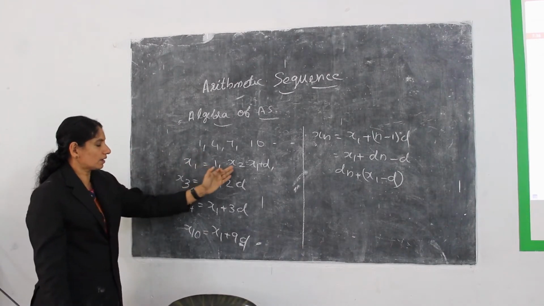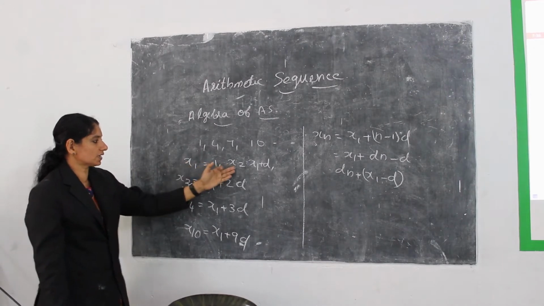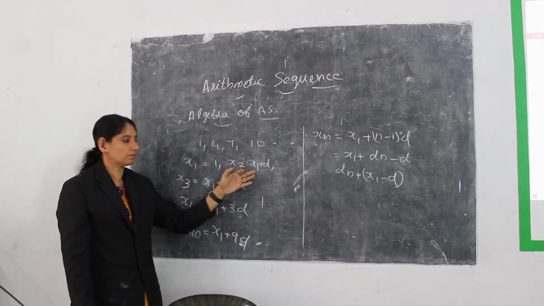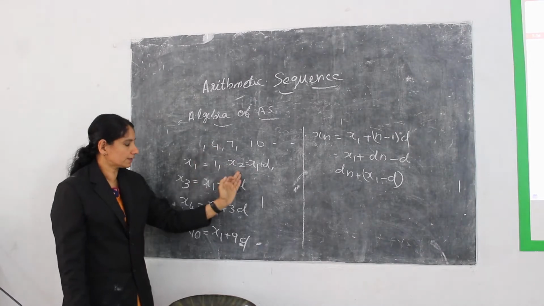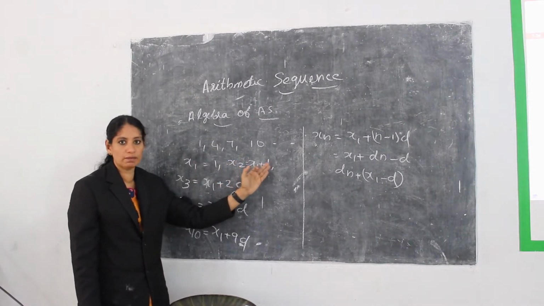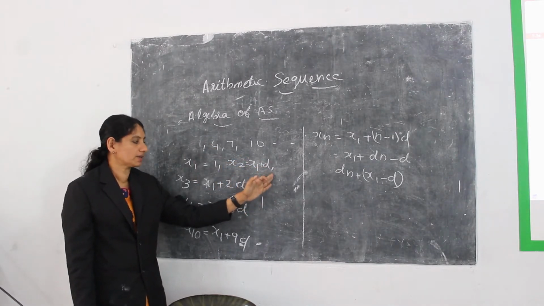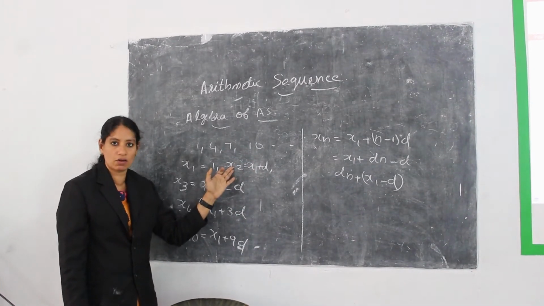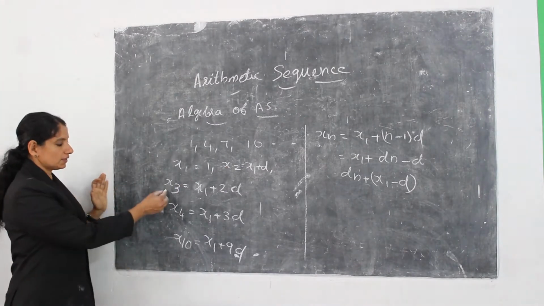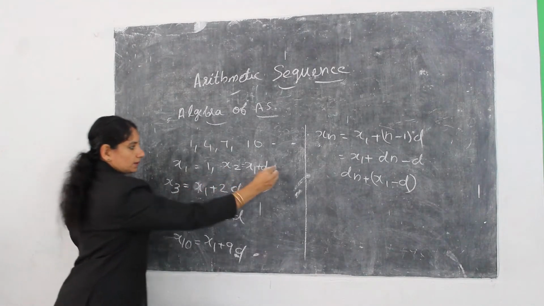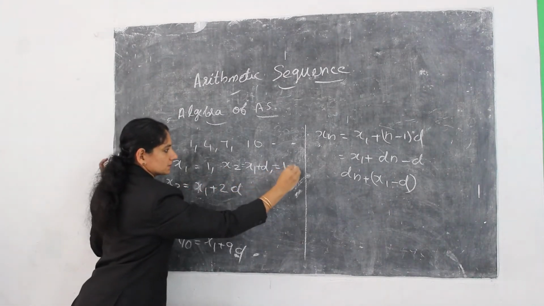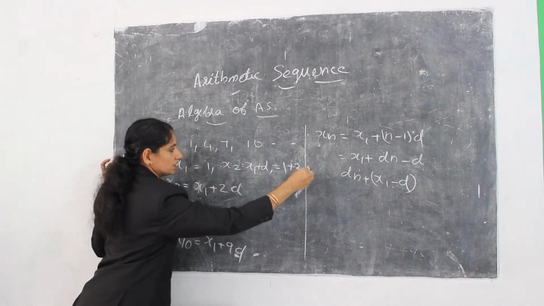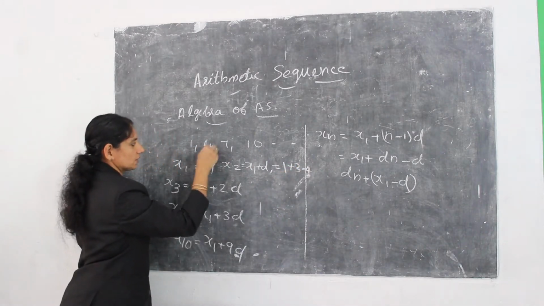Then how did we get the second term from the first term? That is x2 is equal to x1 plus d. Add the common difference one time to the first term, and we get the second term. Next is the third term. Here 1 plus 3 is equal to 4. This is the second term.